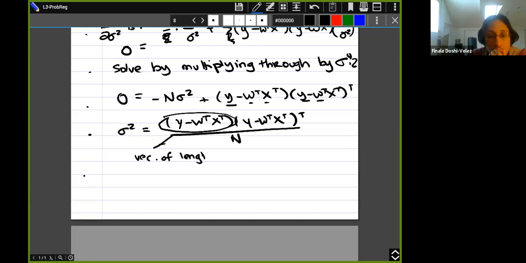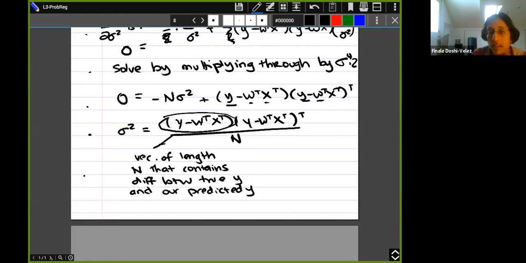So what we have here is, remember, this whole thing is a vector of length n that contains the difference between the true y and our predicted y, right? Because our predicted y is w transpose x transpose. So it's a vector of differences. And we are taking that vector and taking the inner product. Basically, this term right here is just the inner product with itself, so we're just getting the magnitude of this vector.